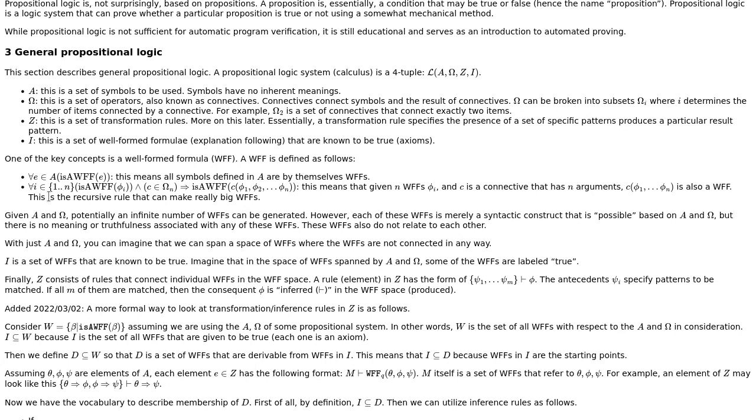So the first one says every element in alpha is a well-formed formula. It is an assertion. It's basically saying if you take any single element out of alpha, that by itself is considered to be a well-formed formula.